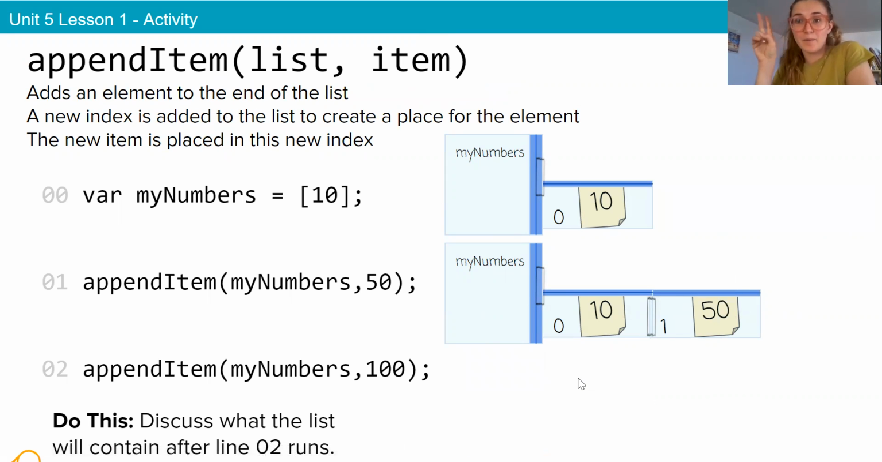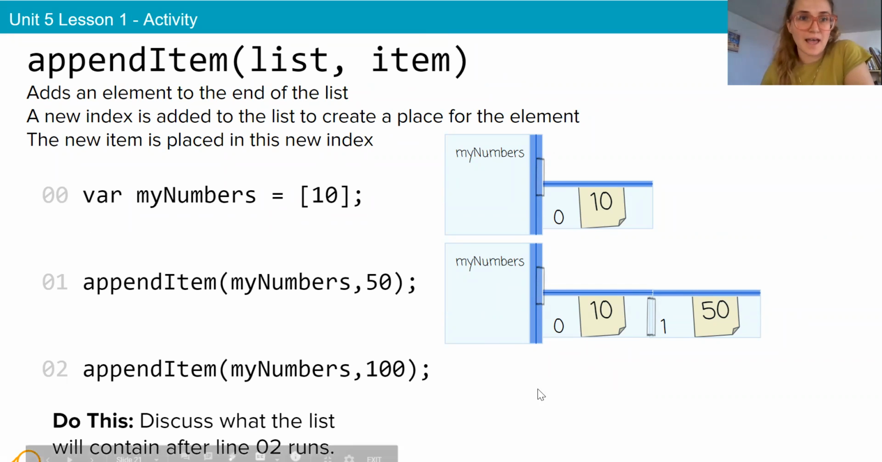Right, now our second command that we're going to learn is append item. The append item command adds an element to the end of a list. A new index is added to the list to create a place for the element, and that new item is placed in that new index.